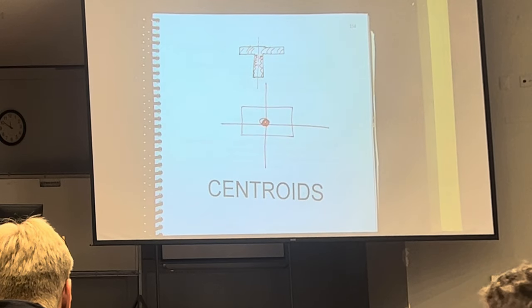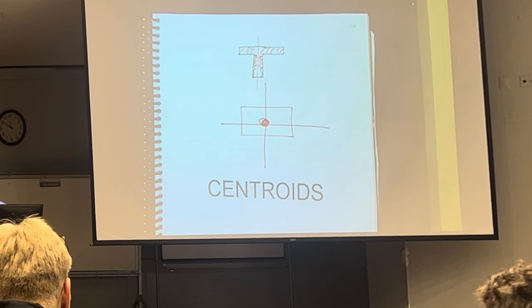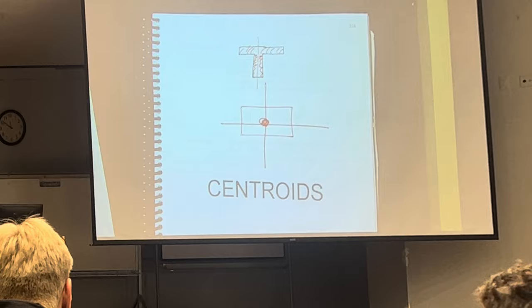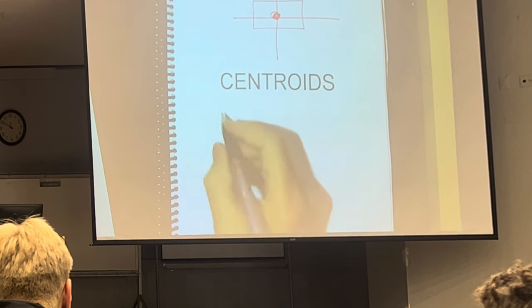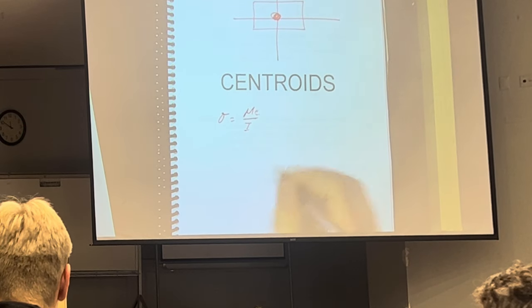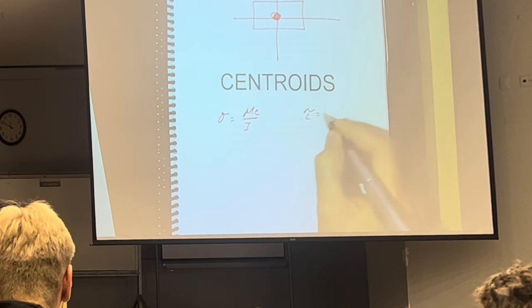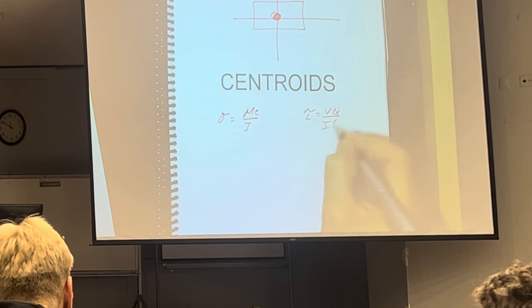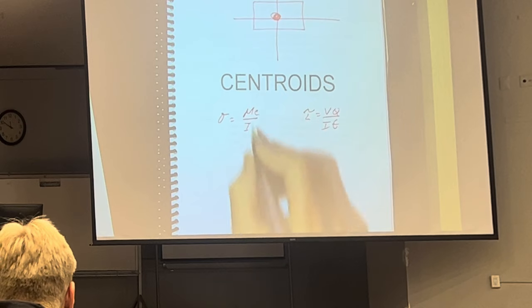Now, we're down to finding the centroid of it. By the way, why am I bothering with this? Well, because sigma equals MC over I in the next class. Shear stress is equal to VQ over IT in the next class.